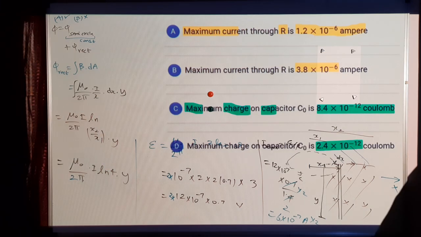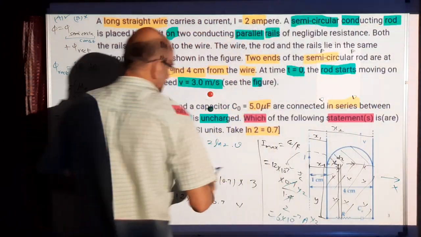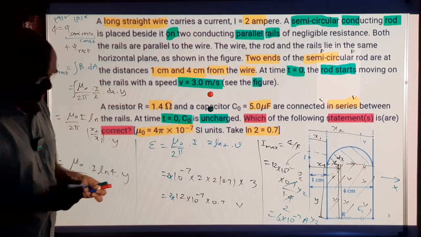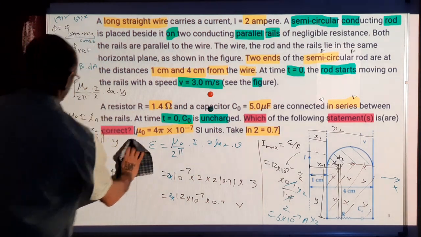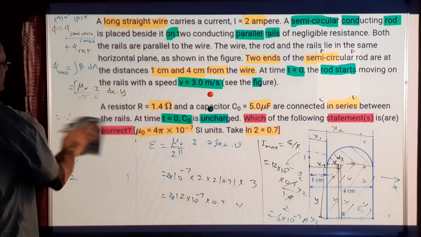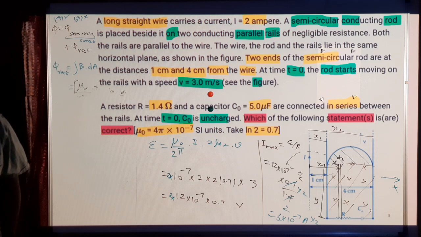And then you have to find the maximum charge. So the capacitor gets fully charged at infinite time. And that charging will happen because of the entire voltage appearing across the capacitor. So to find that value, you just have to do Q equal to C into V, where V is the entire EMF.